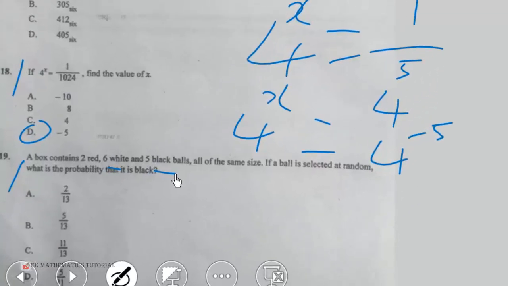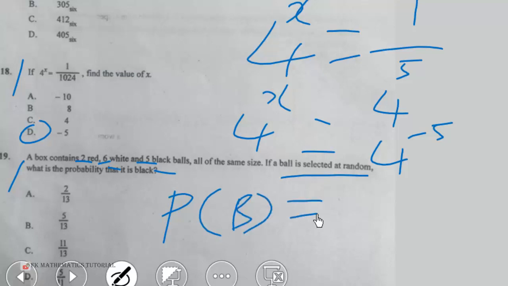Then a box contains 2 red, 6 white, 5 black balls, all of the same size. If a ball is selected at random, what is the probability that it is black? So 2 red, 6 white, so that will give us 8 balls, plus 5, that will be 13 balls. So we select a ball at random and it is black. That will be equal to the total of black balls, which is 5, over the total number of balls, which is 13.